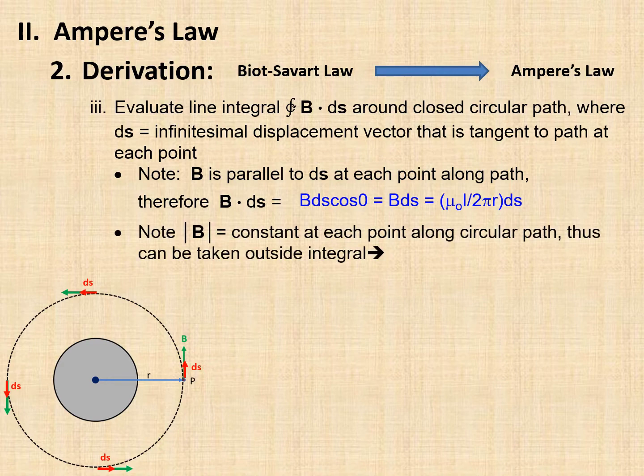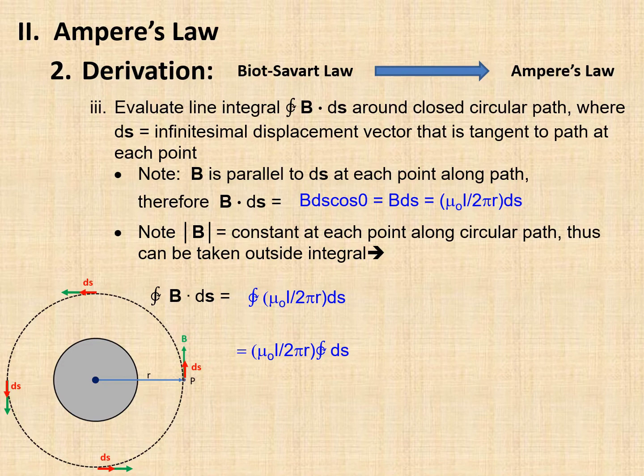Note that the magnitude of the magnetic field is constant at each point along the circular path. This will allow us to take that expression for the magnetic field outside of the integral, since it is a constant at each point along the path. So when we evaluate that line integral around the closed Amperian loop, B dot ds, the expression mu naught over 2 pi r is a constant for that entire integration path, and therefore can be taken outside of the integral. So what we're left with is simply the integral of ds around a closed loop.